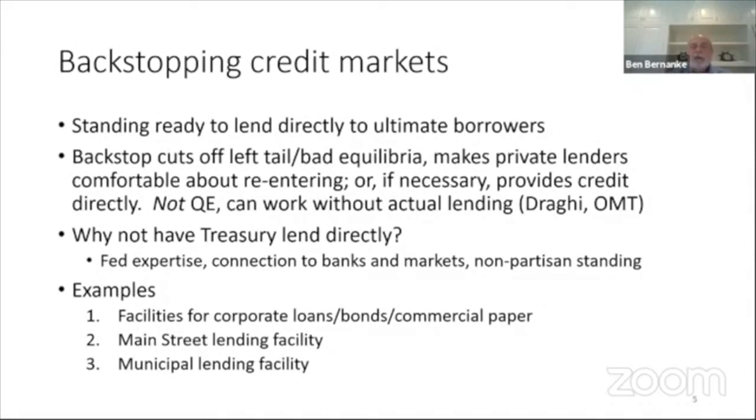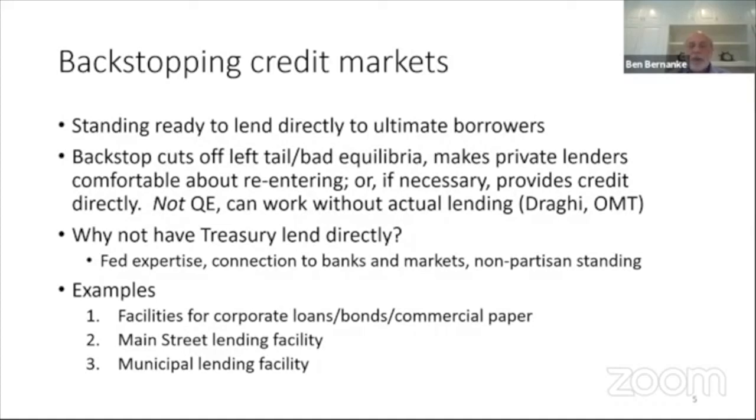The third and relatively novel intervention is backstopping credit markets, where the difference between this and traditional lender of last resort is that the central bank stands ready to lend directly to ultimate borrowers, to corporations. And the authors talk about this as if it's like a form of QE that lowers the cost of borrowing. I don't think of it that way. I think the idea of the backstop being offered by central banks is basically to cut off the left tail, or to eliminate bad equilibria, which makes private lenders comfortable about re-entering, or if they're not willing to re-enter, then provide credit directly. So this can actually work without any actual lending.